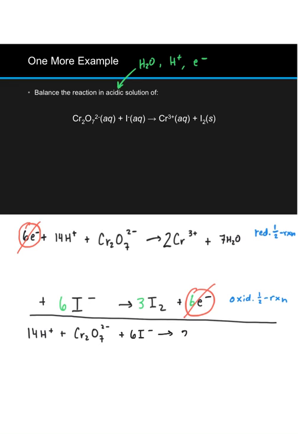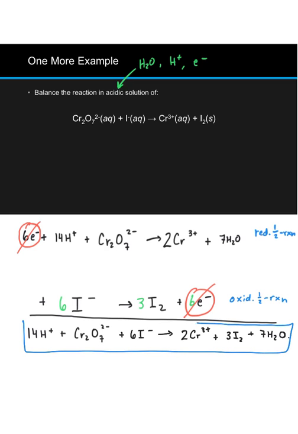We're left with 2 chromium 3s, 3 iodines, and 7 waters on the right-hand side. This must be our balanced redox reaction for the skeleton reaction shown up above.